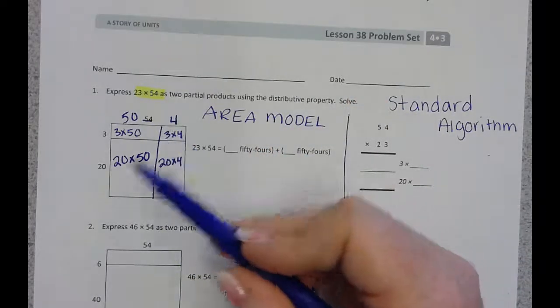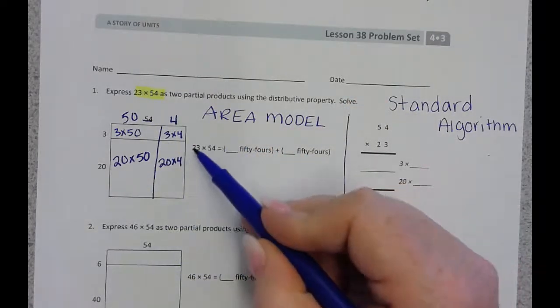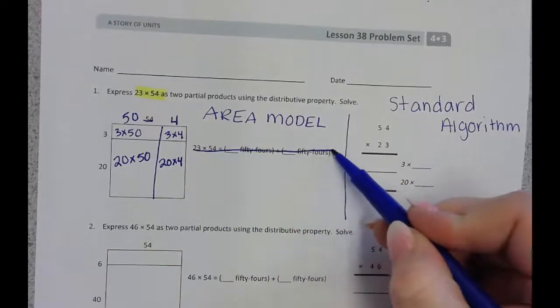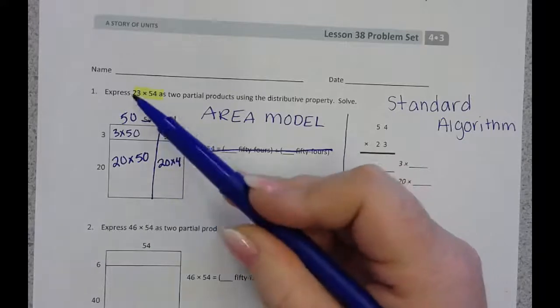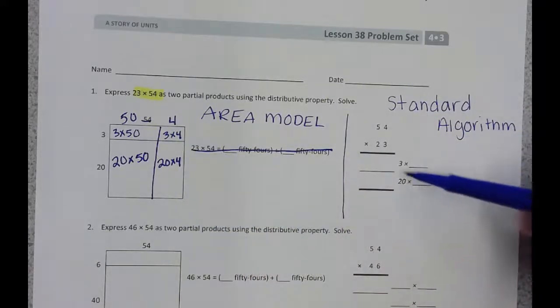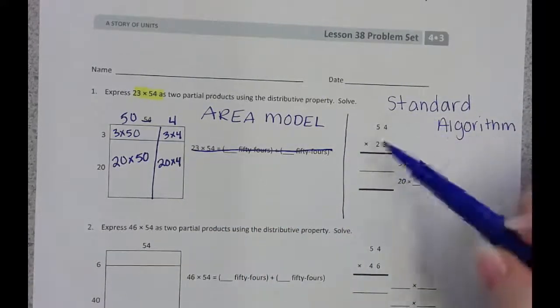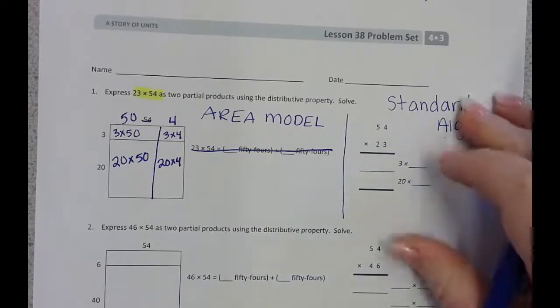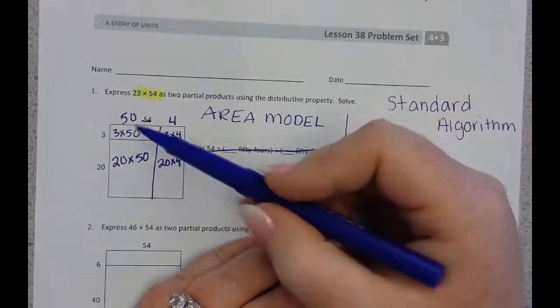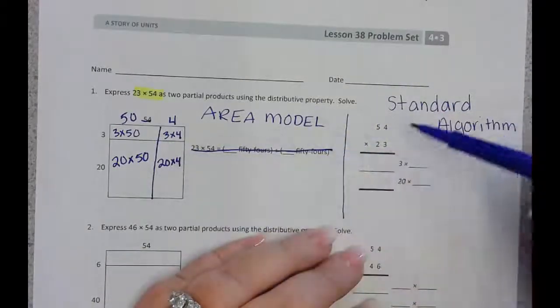Okay, and when we do this, that means that we're going to disregard this right here. We're actually breaking apart our numbers 23 and 54, and we're going to be able to set ourselves up for what 54 times 23 is going to be using the standard algorithm. So we're going to kind of jump back and forth.